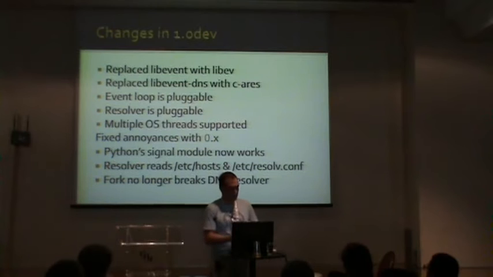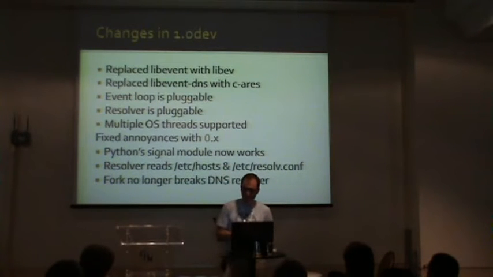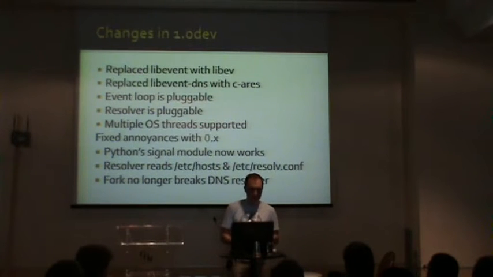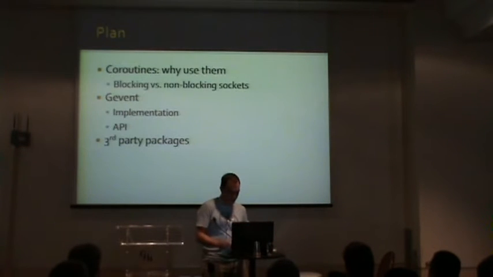And the annoyances that we had in Gevent 0, like the Python signal module not working, and the resolver ignoring /etc/hosts and /etc/resolv.conf, are gone in this unreleased version. The internals that I'm going to describe are how the internals work in 1.0, because there has been some cleanup and it's just easier and nicer to explain.